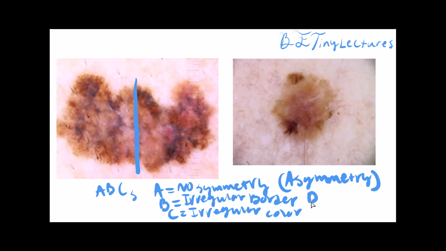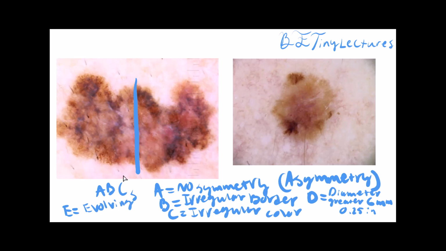And then finally D is just the diameter. So the diameter is actually greater than 6 millimeters, and that is 0.25 inches in diameter. Really 0.24, but we can round up and say it's wider than a 1/4 inch. And finally, when you're talking about E, there's kind of a debate. Some people say, oh, it's elevated. For me, I like to say evolution or evolving.